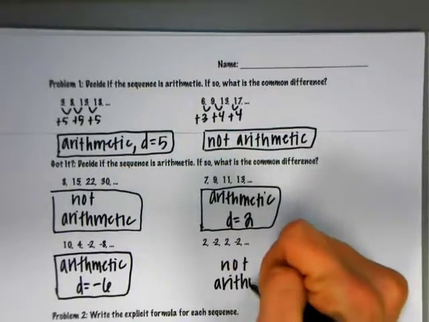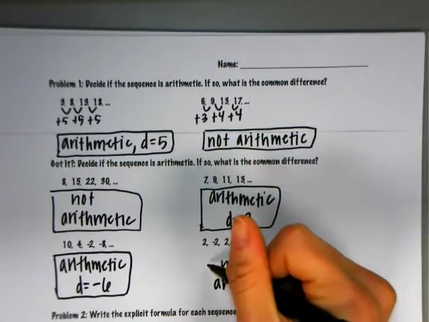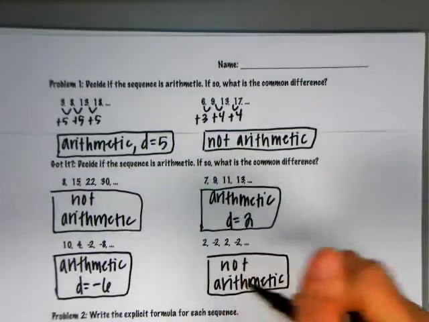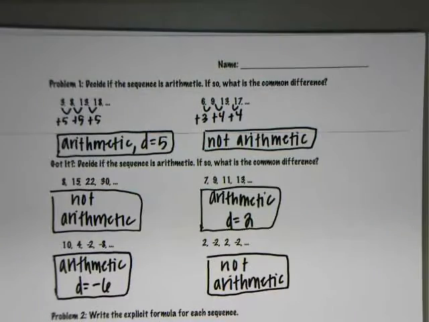Wait, because it's -4 plus 4 minus 4 plus 4. It's multiplication, but you can't use multiplication for arithmetic sequences. Oh.